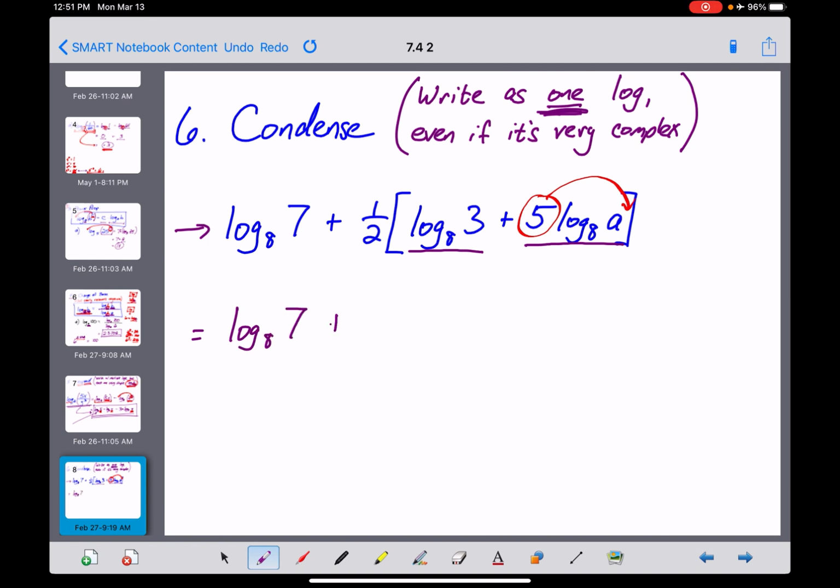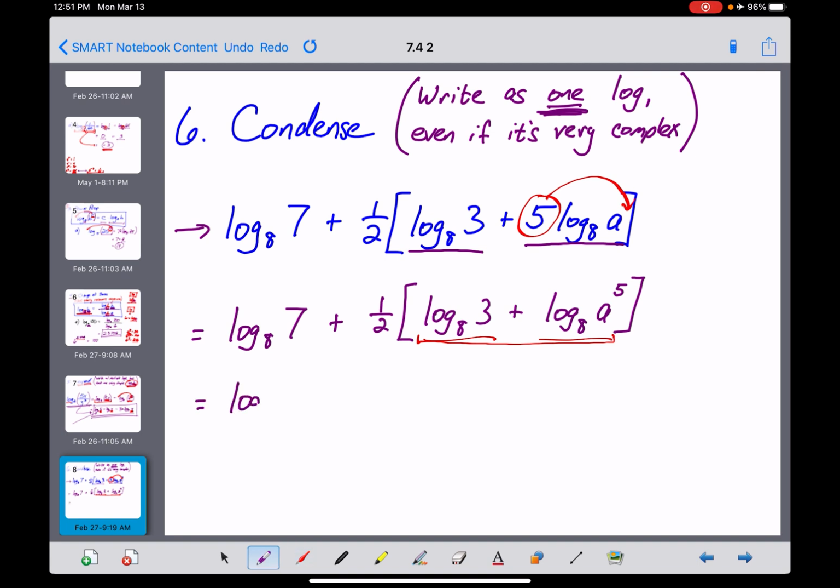So this is going to become the log base 8 of 7. There's nothing I can do with that now, plus a 1/2. And in brackets, can't do anything with the log base 8 of 3, but I'm now going to make this the log base 8 of a raised to the 5th power. And now we've got 2 logarithms in the same base with no coefficients. That's important, everybody. So we're going to combine these 2 into a single logarithm using the product property.